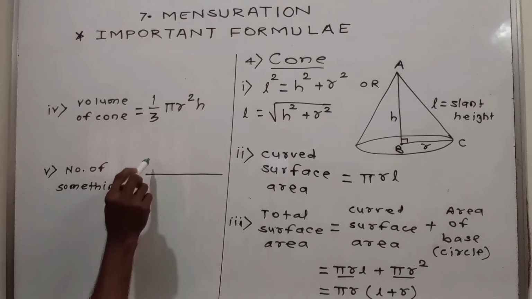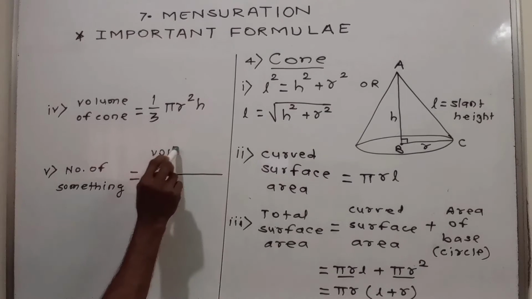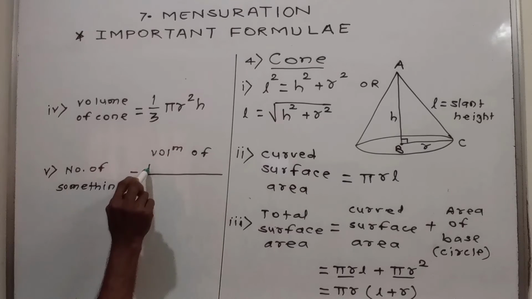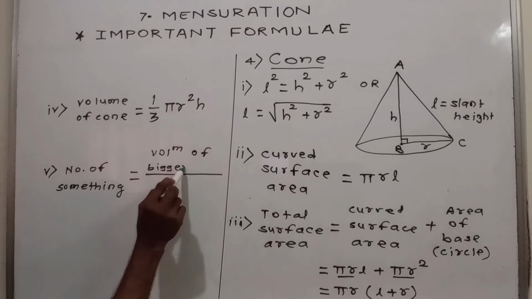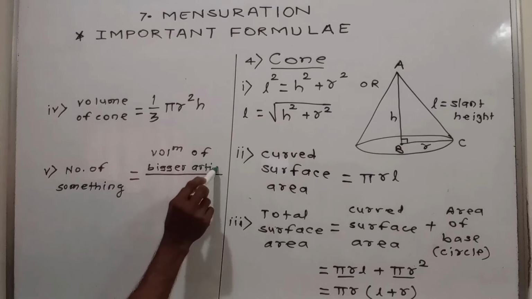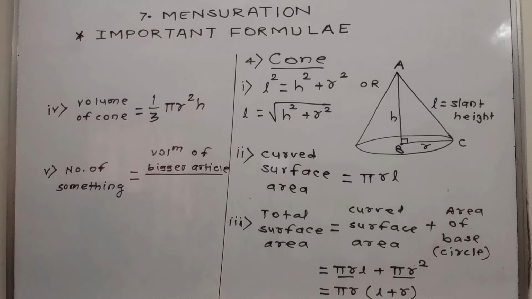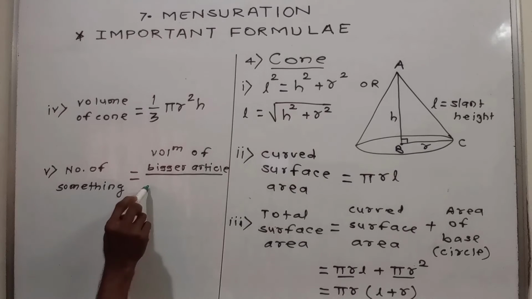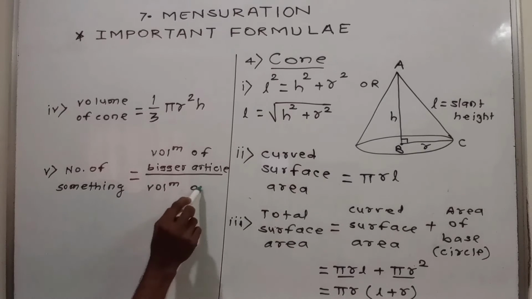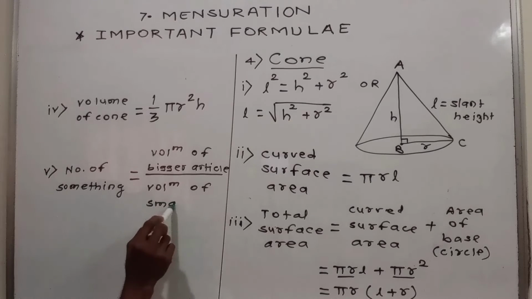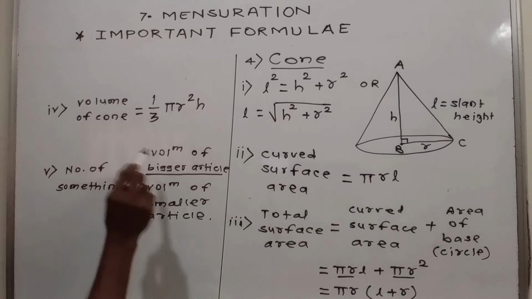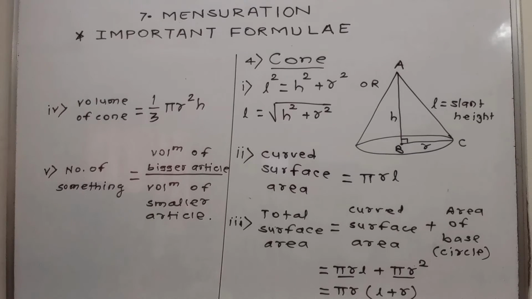Number of something is equal to volume of bigger article, meaning the same cone, cuboid, cube, cylinder, sphere, hemisphere, etc. Volume of bigger article upon volume of smaller article. This is another very important formula.